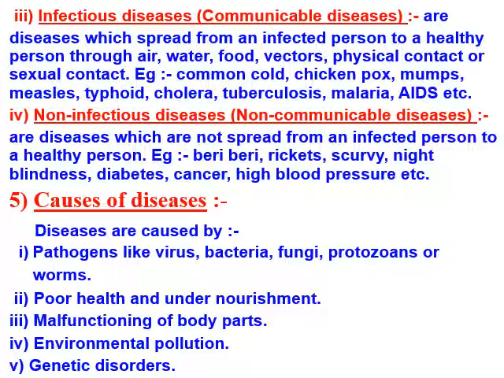Causes of disease: there are many causes. First is pathogens like virus, bacteria, fungus, protozoans or worms. Then poor health and undernourishment, meaning the person is not disease-free and is not getting good food. Malfunctioning of a body part, if some part of the body is not properly functioning, like kidney failure, liver cirrhosis, anything. Then environmental pollution, and genetic disorders, which are inborn diseases.